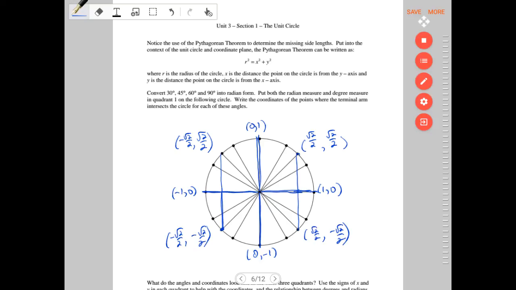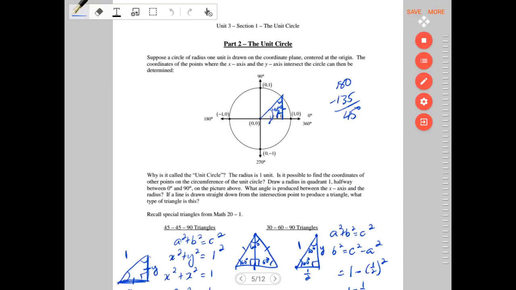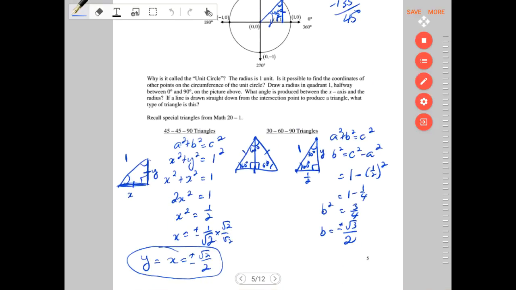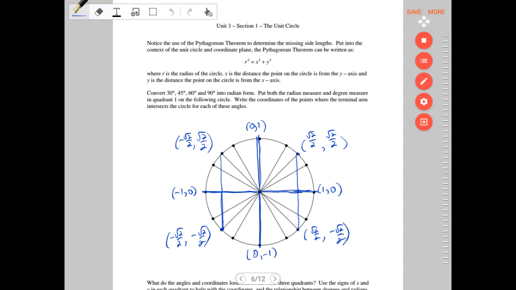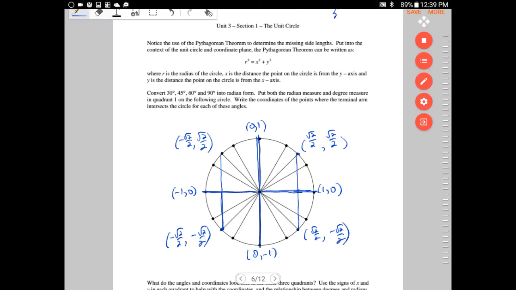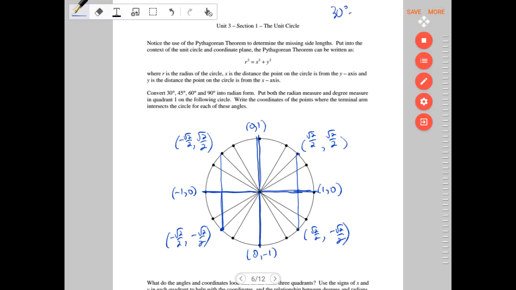Okay, now if we go back to the 30, 60, 90 triangle, the side that is opposite 30 will be a half, and the side that's opposite the 60 will be root 3 over 2. And again, remember that these are going to be positive or negative depending on which quadrant they are in. Okay, so let's just keep that in mind. So opposite the 30 is going to be a half, and opposite the 60 is going to be root 3 over 2.